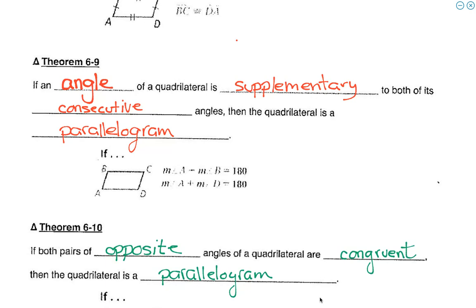Theorem 6.9, if an angle of a quadrilateral is supplementary to both of its consecutive angles. So that means B plus A is 180 and B plus C is 180. Then the quadrilateral is a parallelogram. And yeah, you only need to do that for one, because if B and A are supplementary and B and C are supplementary, we know B and D are opposite, they're congruent, and then D and C. So it all should kind of unfold from there. So we only need to find it once.